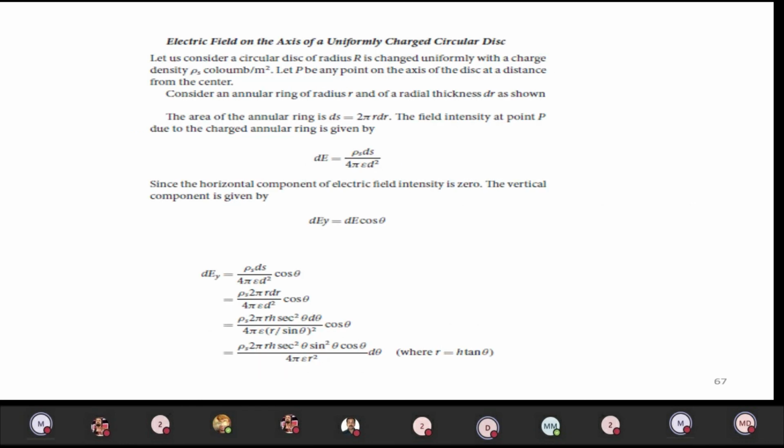And the next one you can see is the electric field on the axis of a circular uniformly charged disk. Assume a CD, a circular disk, the compact disk. What is the value of the electric field if you are having a CD with you?